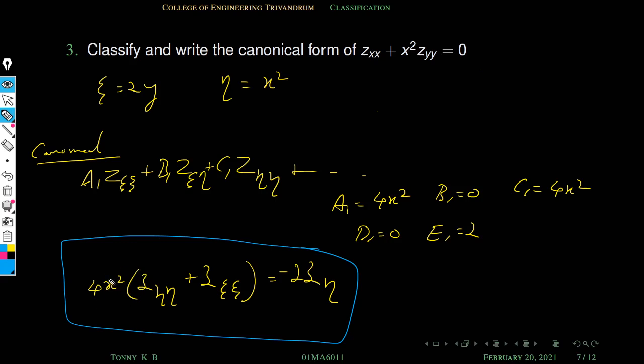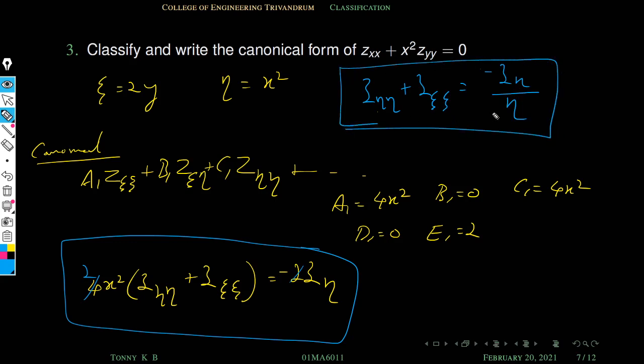How to remove this x square? Already we know that eta is equal to x square, so you can easily remove this x square, and 1/2 is common, you can cancel 1/2, so this becomes 2 eta. So the final canonical form is z eta plus z psi is equal to minus z eta divided by eta. Okay, we can write a compact form like this. This is the canonical form of this PDE.